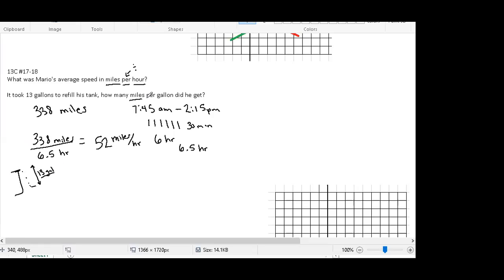And we're looking at miles per gallon. So miles is 338 miles, and then divided by 13 gallons. So 338 divided by 13 is 26 miles per gallon.